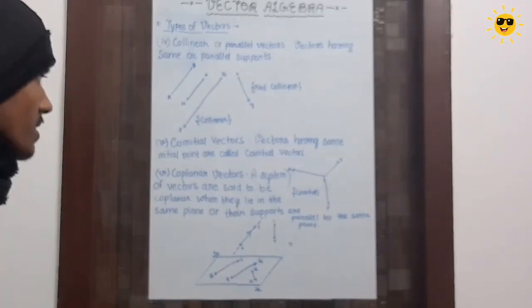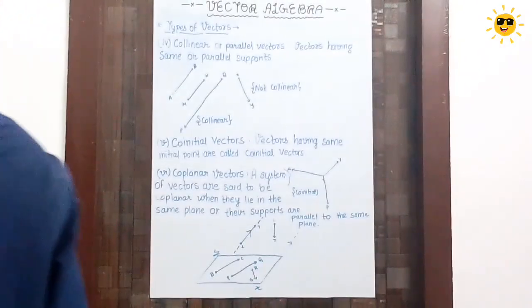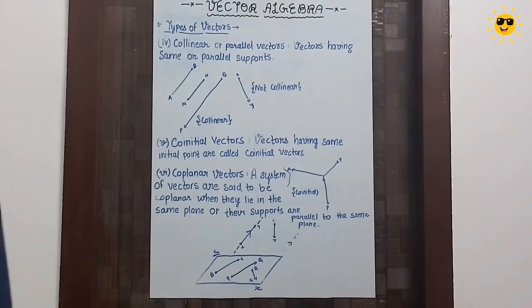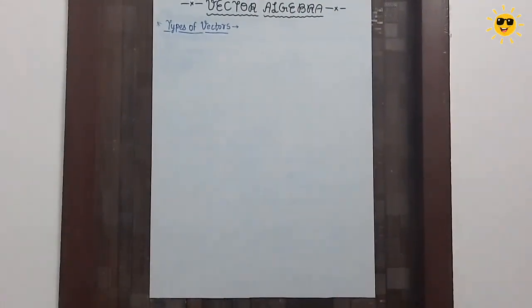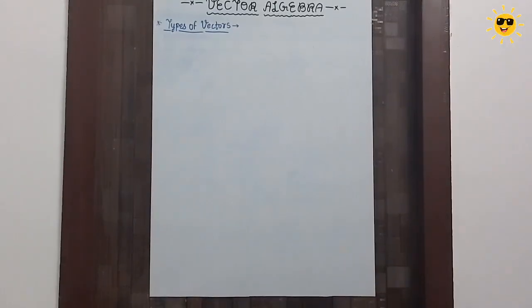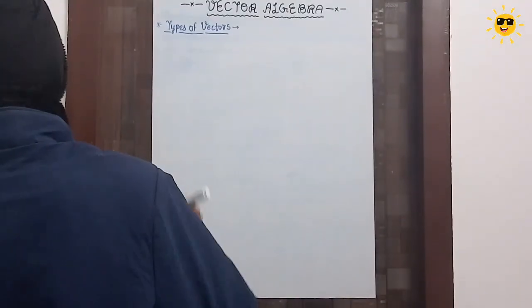So we had reached coplanar vectors. Now let's move ahead to the next vector, which is called coterminous vector. Let's move ahead. So our next vector is called coterminous vector.